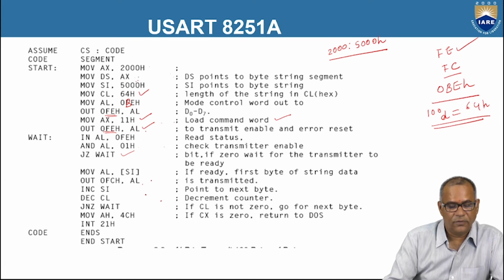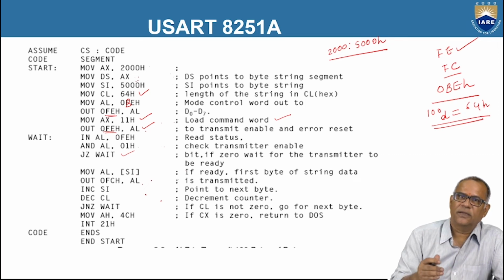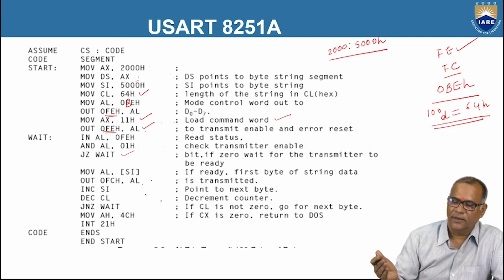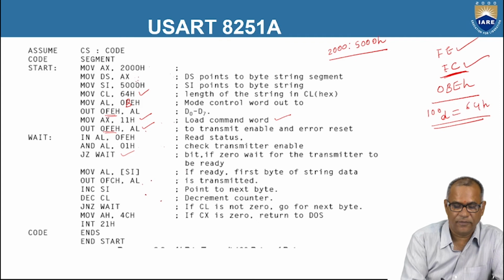In AL, so we have to wait. Then move AL, SI. So if the transmitter is enabled, then take the first byte into the microprocessor. Then from the microprocessor, the data is sent to the 8251A. And for sending data, what is the address? FCH, as I have mentioned here. So OUT 0FCH, AL.